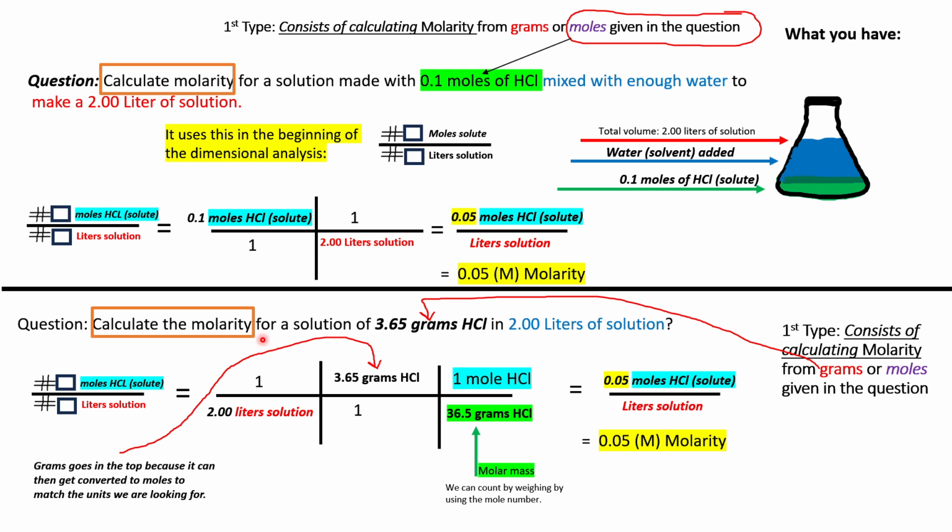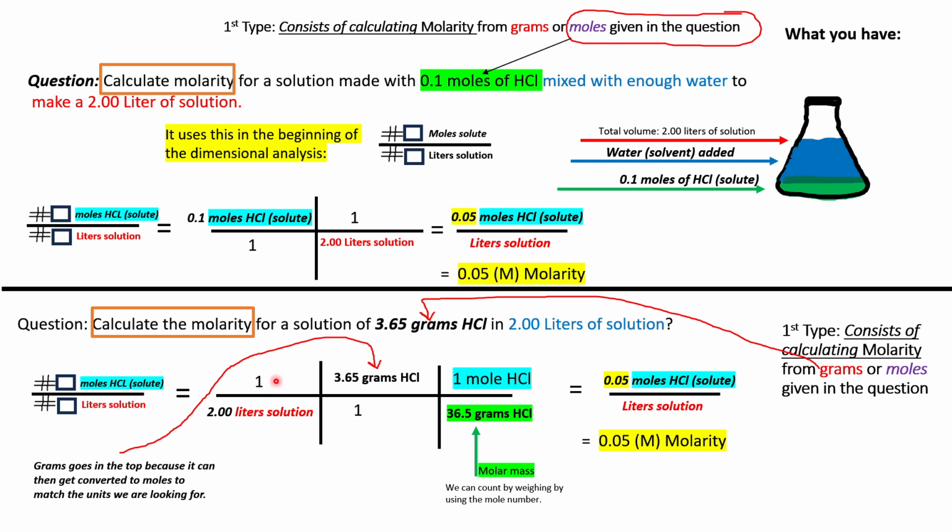Now, question 2. Calculate the molarity for a solution of 3.65 grams of hydrochloride in 2 liters of solution. And the first type consists of calculating molarity from grams or moles given in the question. In this situation, they're giving us grams here. We're looking for moles of hydrochloride, which is my solute, over liters of solution. Meaning I better have this information somewhere in the top, and this information somewhere in the bottom.